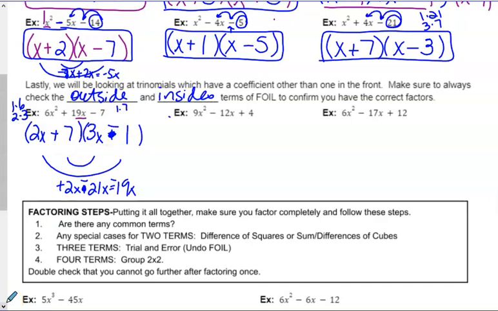So be very, very cautious of the signs on each of these so that you get them correct. Okay? All right, so 2x plus 7 times 3x minus 1 is my final answer there. Let's move on to the next one.